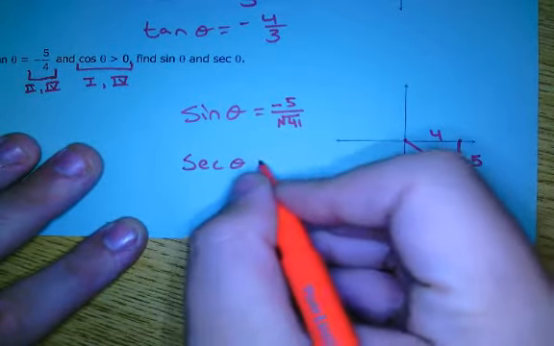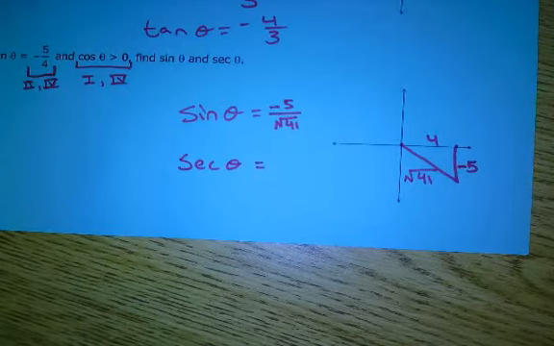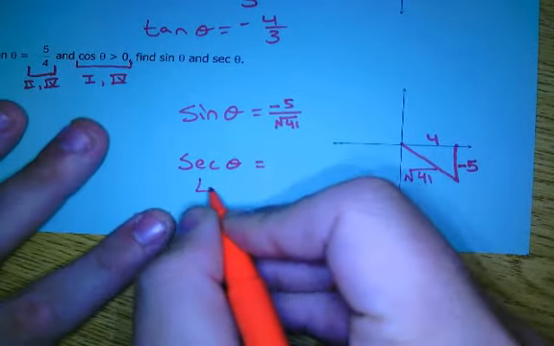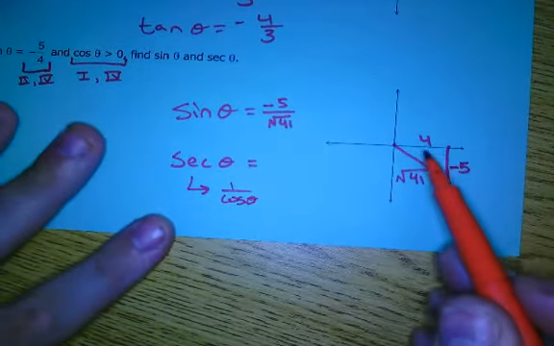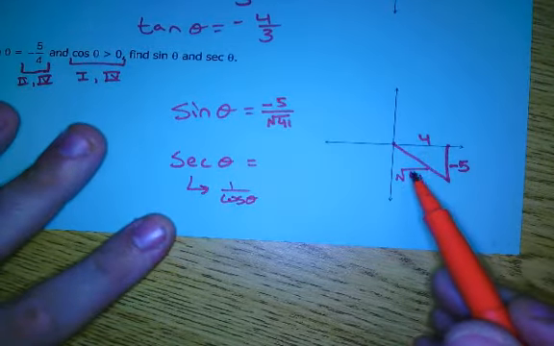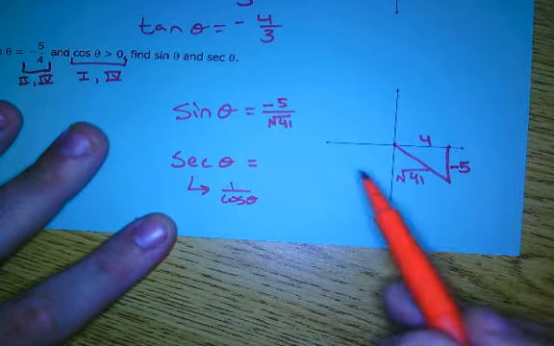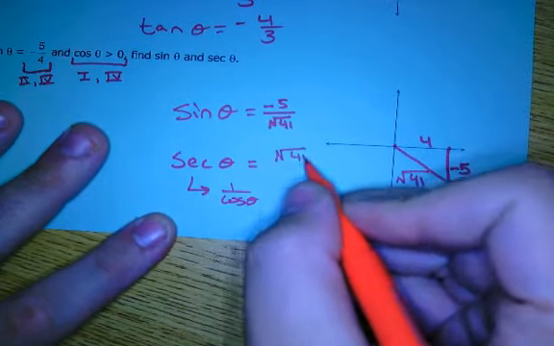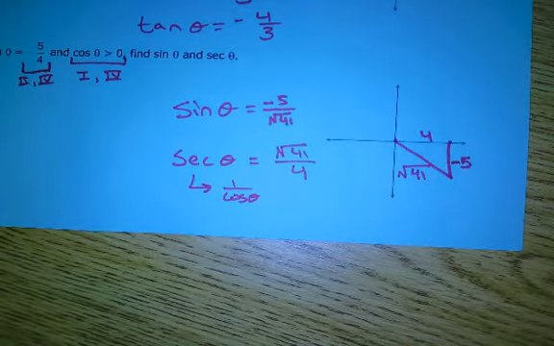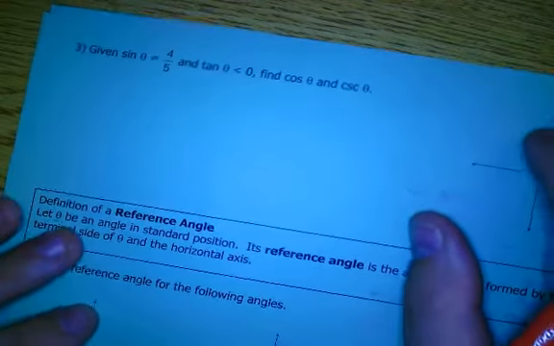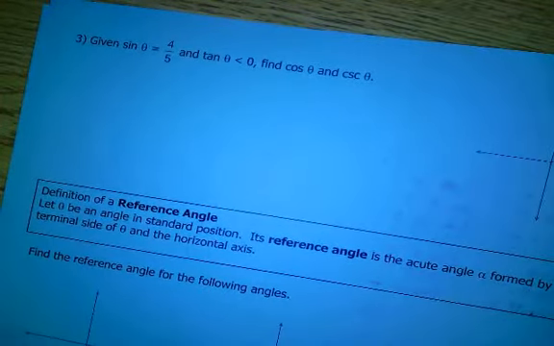Secant. Ruh-roh. Do you remember what secant is? It's the reciprocal of cosine. Well, if cosine is adjacent over hypotenuse, then secant's going to be hypotenuse over adjacent. That is just lovely. Any questions? Okay, good, because I can't answer them because this is a video.